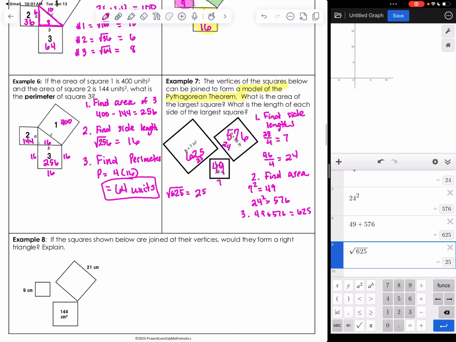So these 3 sides can be joined together to form a right triangle where the smallest side is 7, the other leg would be 24, and the hypotenuse would be 25.